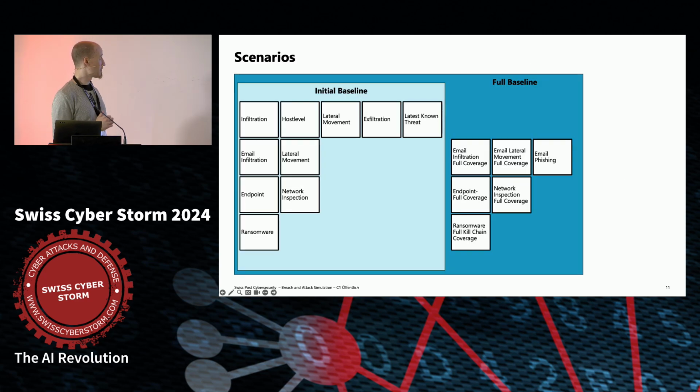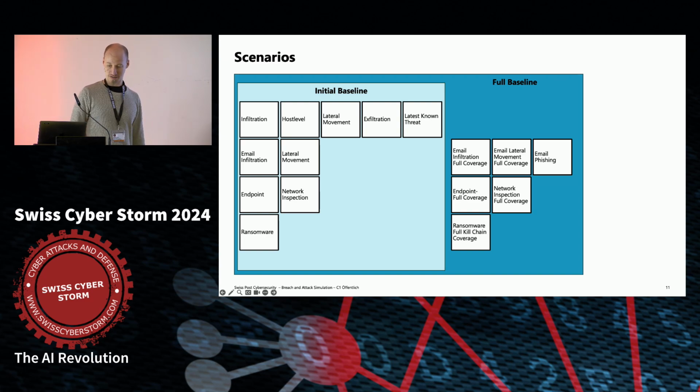Now, since there are many scenarios to choose from, and I will show you later how big the library is, we defined a baseline. So on the left side, you have the initial baseline, which covers your basics. So you have some infiltration, host level, lateral movement, exfiltration, some email, and then some more specific on endpoint and network, and some ransomware. And we usually start with our customers with those. And we let them run, and we start improving and getting a feeling for the tool. And then when we feel the customer is ready for more, we go to the full baseline.